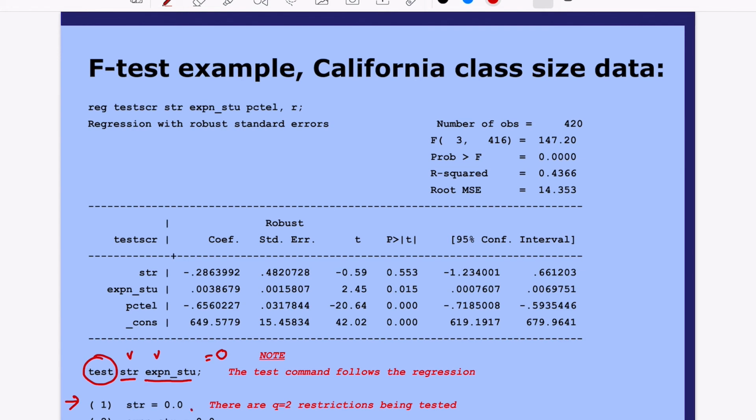First, we want to test STR equals 0. Second, we want to test expenditure equals 0. We want to test both equal to 0, right? So the result is we got the F statistic for two restrictions, with n minus k minus 1 degrees of freedom. So for 420 minus 3 regressors in the model, we have 1, 2, 3 regressors, minus the constant, so we got 416 for the second part of the F statistic. So we got the F, which is 5.43, and the probability of F greater is 0.047. So what does that mean?